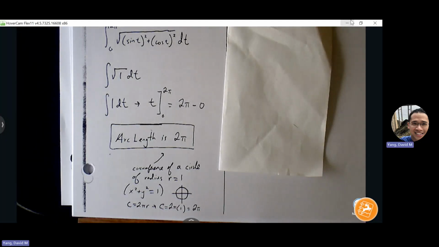And this should make sense from a graphical standpoint, because we know that sine squared plus cosine squared is just x squared plus y squared. We know it's a circle of radius 1 with the center at 0, 0. And if my circle is radius 1, then my circumference is just 2 pi r, which is 2 pi. So this answer that we got from a calculus standpoint also makes sense from a geometric standpoint.